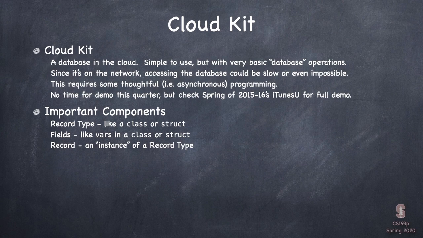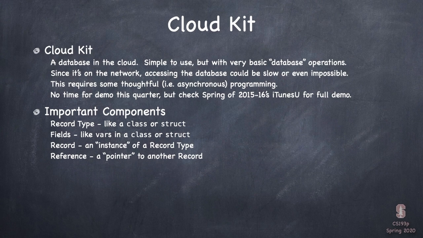Then there's the word record. Record means an instance of a record type. So it's an actual one of those things in the database. So of course, you're going to be storing many, many records in your CloudKit database. And that's where all your data is. And the records contain values for all the fields. There's something called a reference, capital R, a CKReference. You're going to see CK in front of all the things that we do in CloudKit. And that is a pointer to another record.